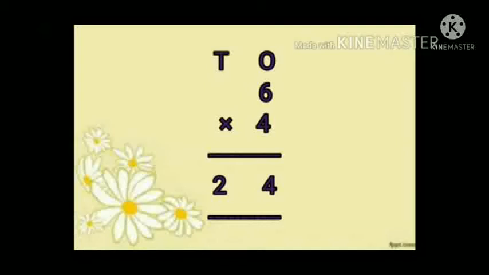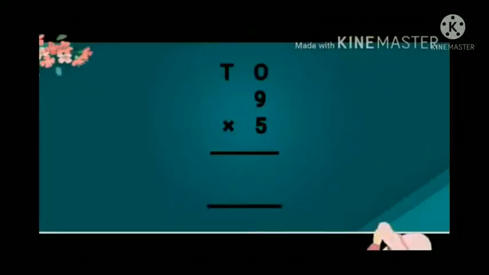The answer is 2 digits, so that is why TO, below the T we will write 2 and below the ones we are writing 4. So remember in your mind, students, how you should write the answer. If the answer is in 2 digits, you should write like this. Okay, next example.